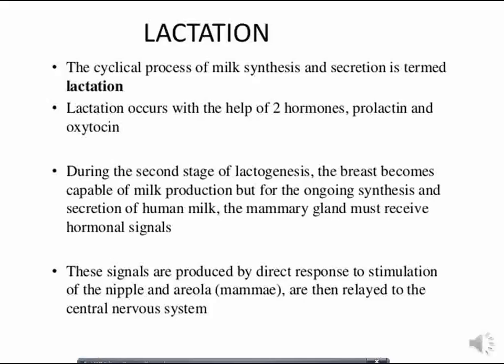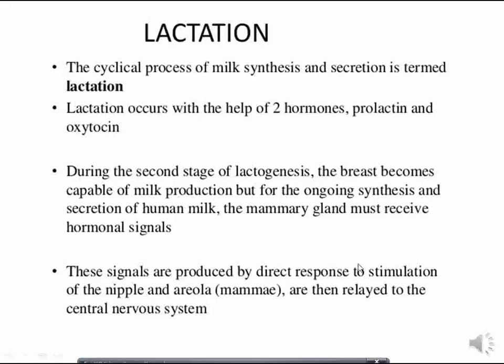So, lactation occurs with the help of two hormones. One is prolactin and the other one is oxytocin. But during the second stage of lactogenesis, the breast becomes capable of milk production. But for the ongoing synthesis and secretion of human milk, the mammary gland must receive hormonal signals. These signals are produced when the baby suckles at the nipple. So, the breast is capable of lactation. Everything is ready. Alveoli are ready, the ducts are ready, but it has to be stimulated.